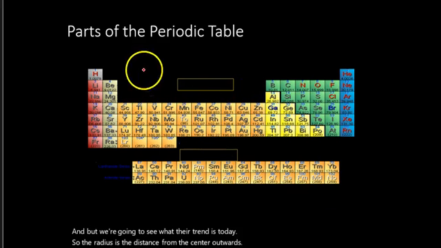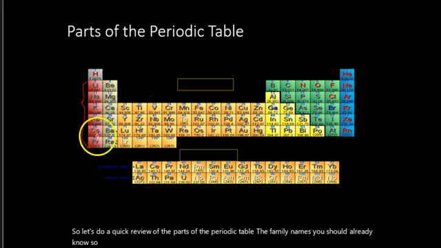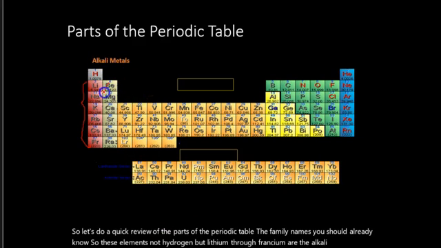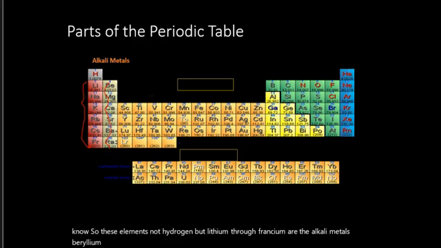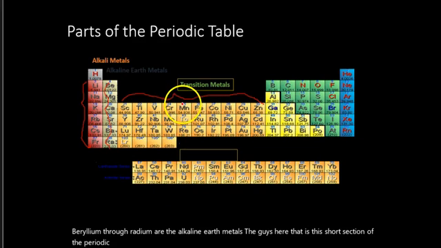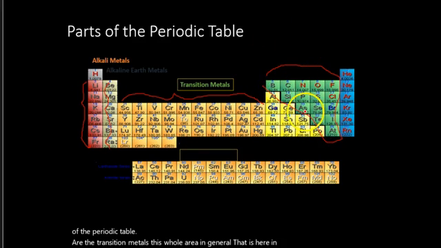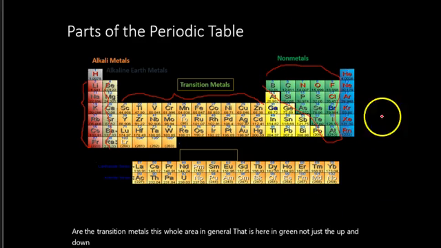So let's do a quick review of the parts of the periodic table. The family names you should already know. So these elements, not hydrogen, but lithium through francium, are the alkali metals. Beryllium through radium are the alkaline earth metals. This short section of the periodic table are the transition metals. This whole area in general that is here in green, not just the up and down families, are the nonmetals.